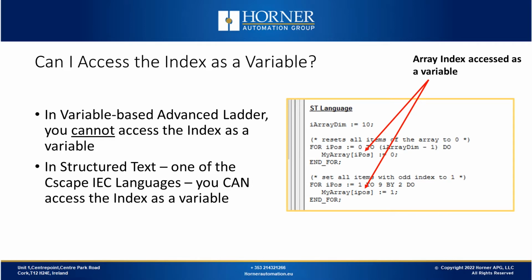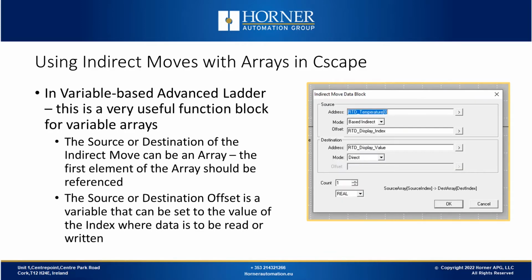For variable-based advanced ladder, you cannot directly access the index as a separate variable, with one exception that we'll cover shortly. You can do that in structured text, which is one of the Cscape IEC languages, but again, in variable-based advanced ladder, it's not an option. Now, here's that exception that I talked about, which is using the indirect move function block.